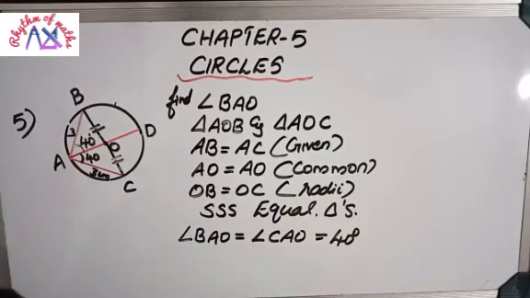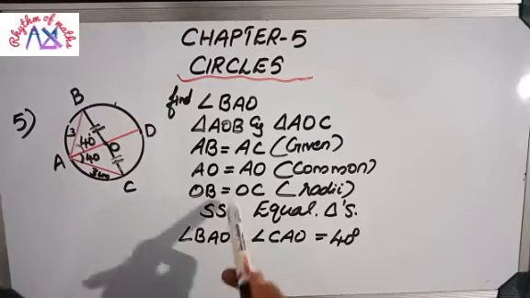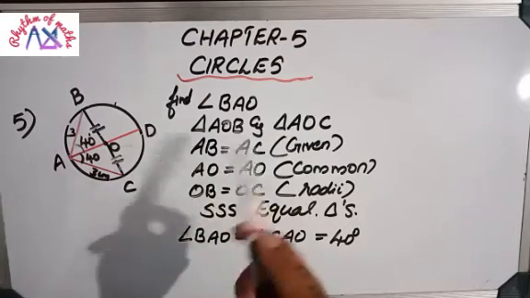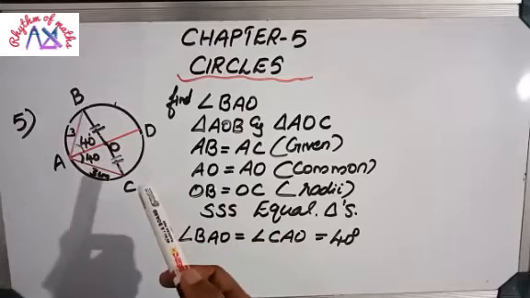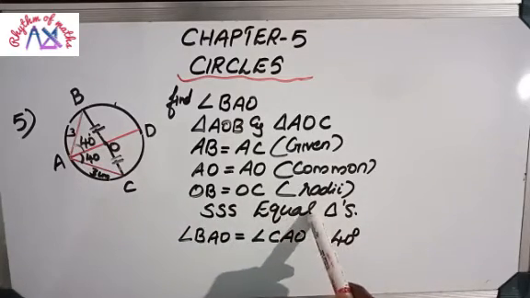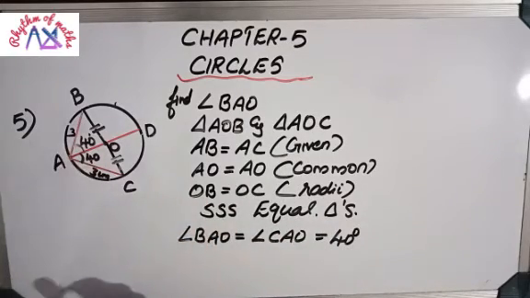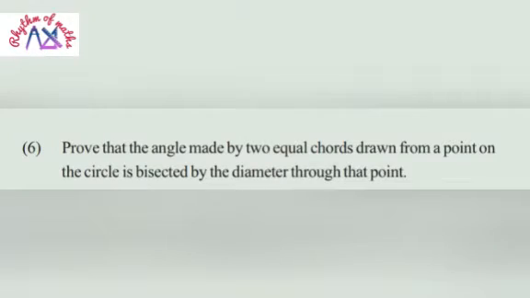Just compare the two figures and find the equal sides, then prove the triangles we are considering are equal triangles. Then we can say the remaining sides and the remaining angles will also be equal. So this is the fifth one's answer. Next is question number 6.